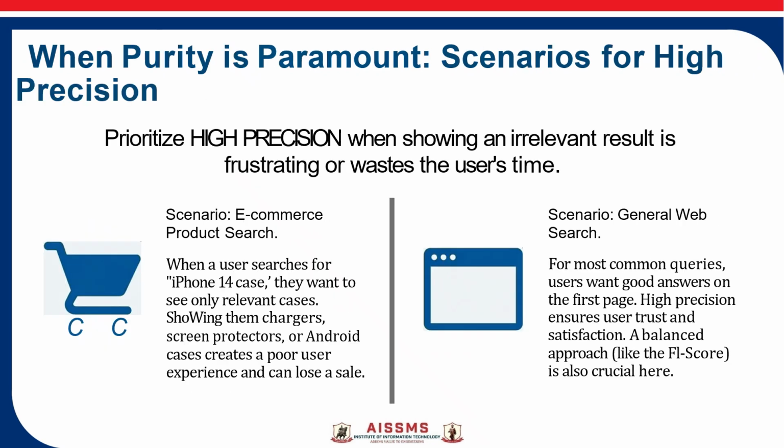You prioritize high precision when irrelevant results are frustrating or waste time. In e-commerce, if you search for an iPhone 14 case and see Android cases or chargers, it's a poor experience and a lost sale. In general web search, high precision ensures users' trust by putting the best answers on the very first page.